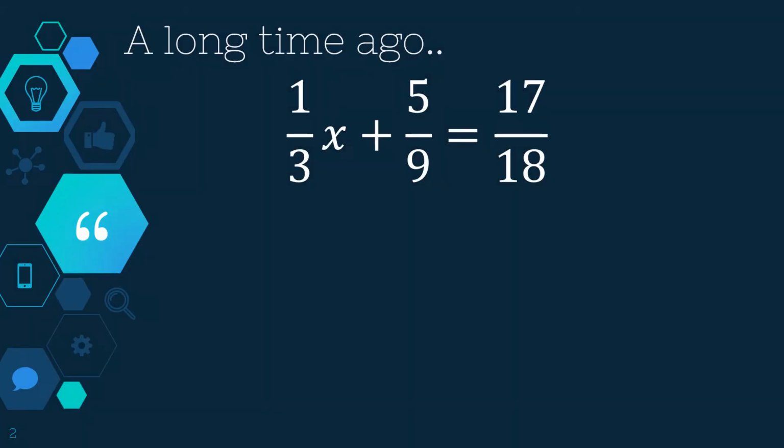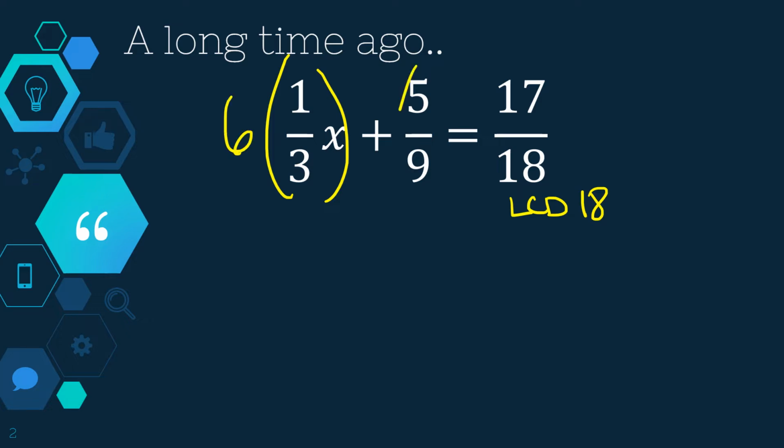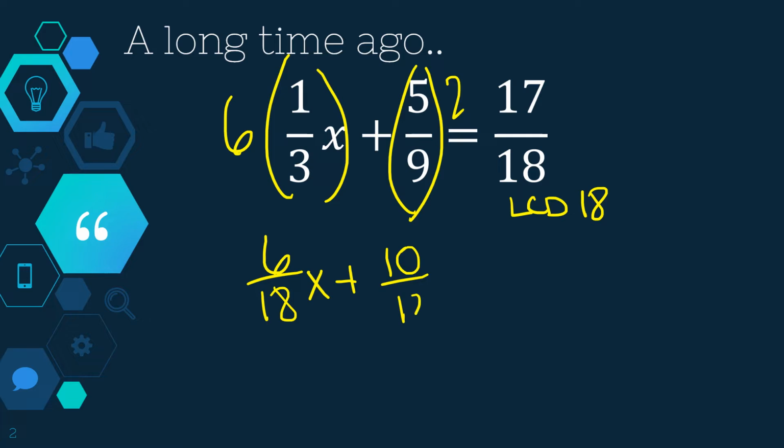So let's go back a long time ago when I had equations like this, right? Our goal was a common denominator. So we decided what that would be. In this case, my LCD was 18. And we multiplied each fraction by what it needed. To get 3 to 18, it needed a 6. To get 9 to 18, it needed a 2. So we would have had 6/18 x plus 10/18, equals 17/18.